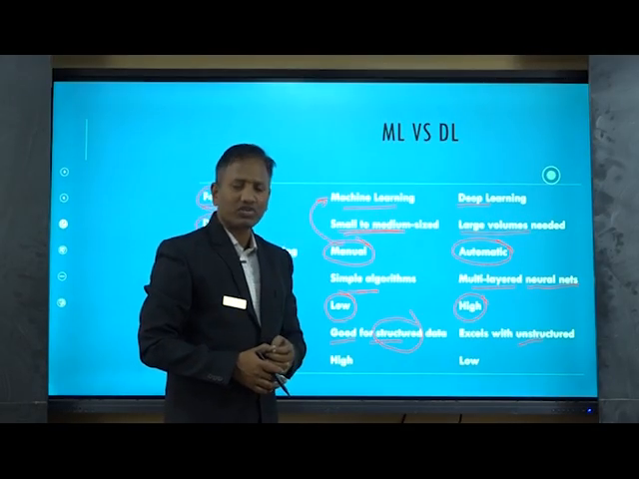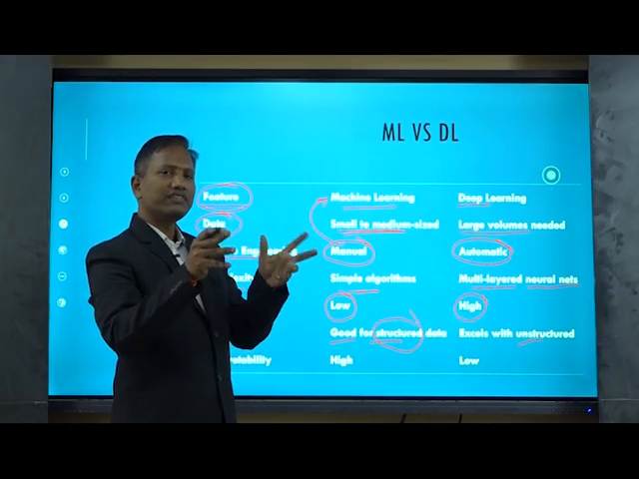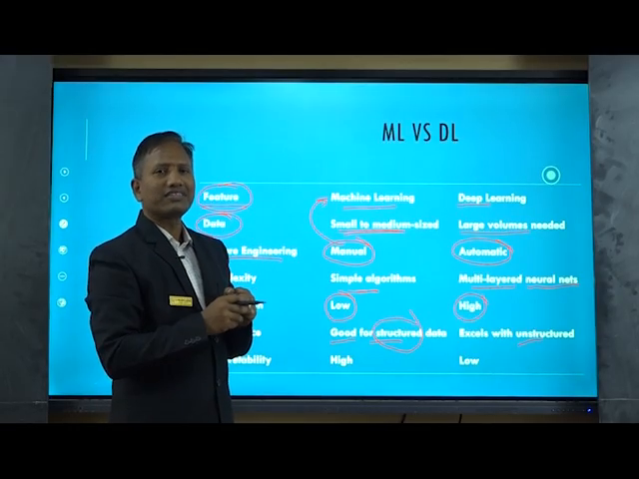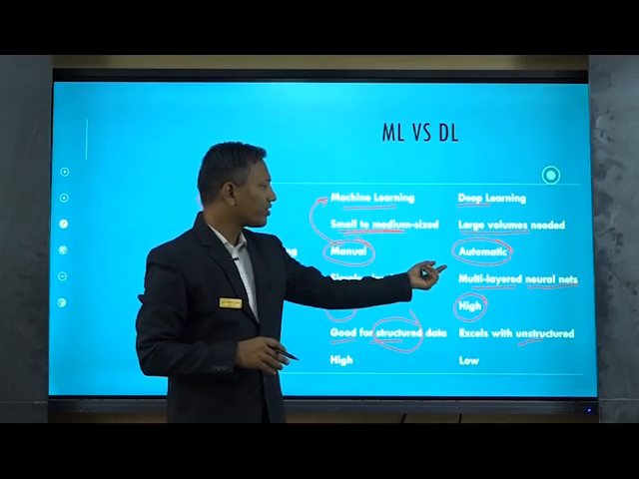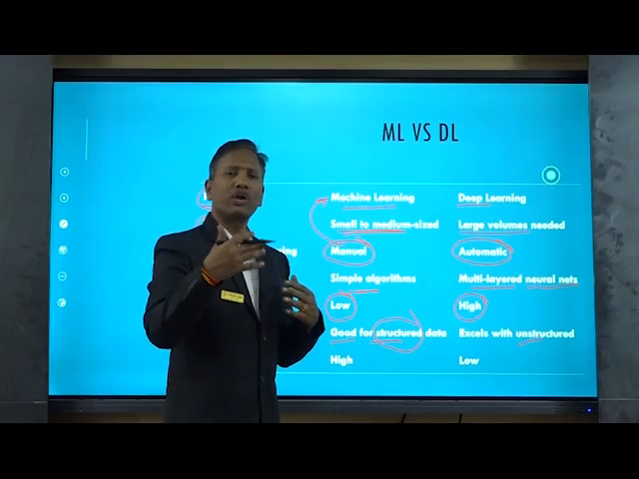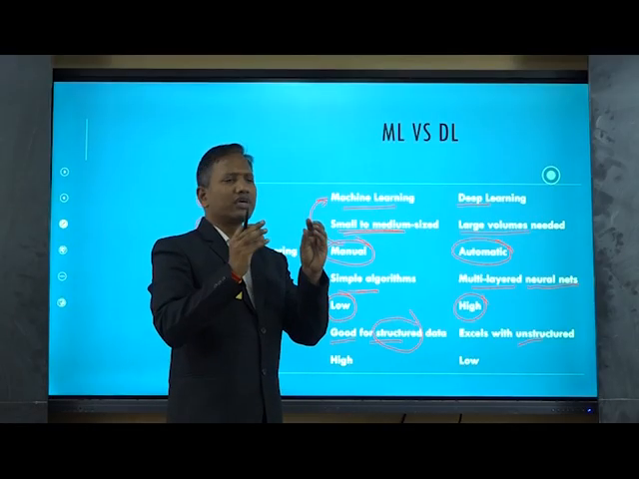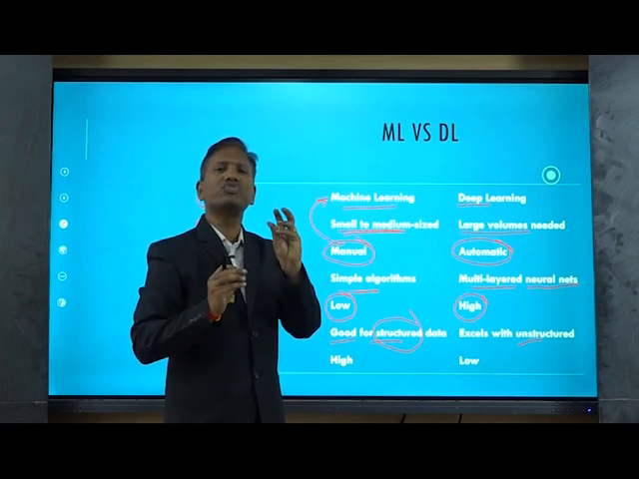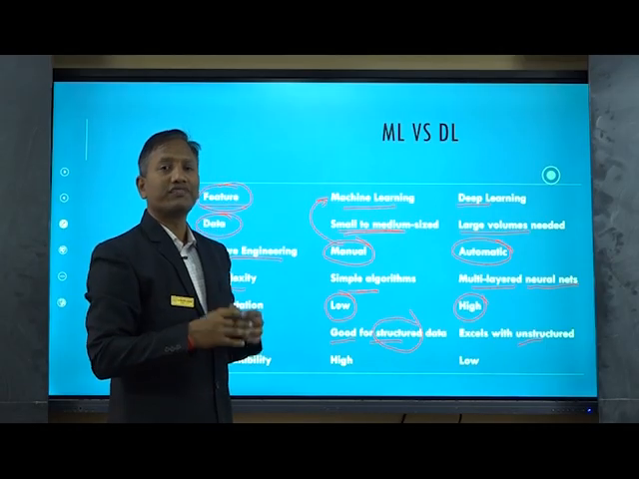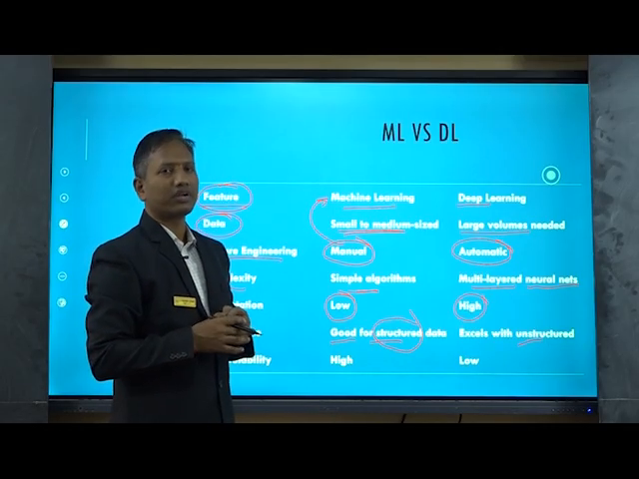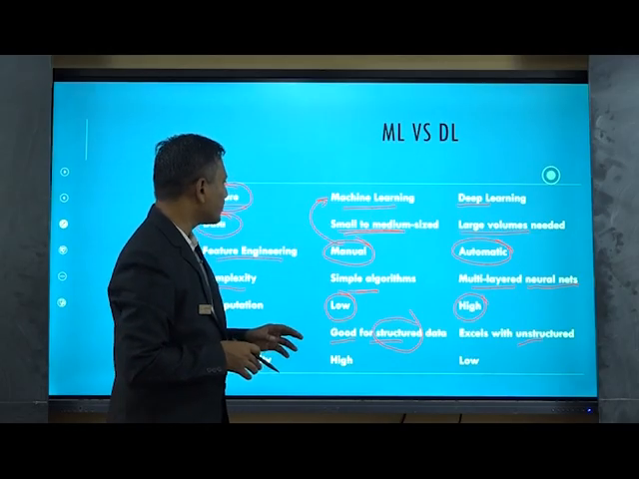Machine learning algorithms are not so complex, so it is a bit easy to interpret what happened in the algorithm. But when it comes to deep learning, because of the multi-layer neural networks, clumsy networks will be there. Because of that, figuring out which network or which neuron has contributed to a particular output is going to be difficult. Right, that is about machine learning versus deep learning.